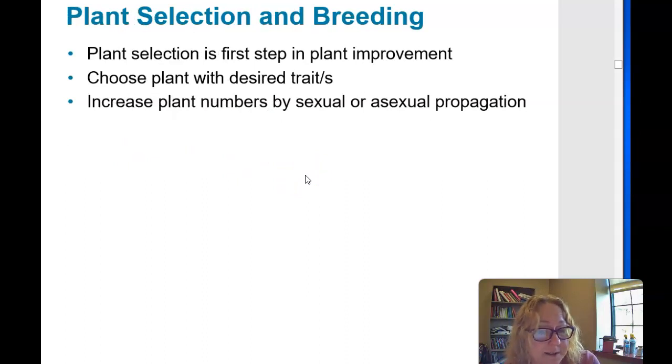Plant selection and breeding. Plant selection is the first step in plant improvement. So you notice the plant is hardier. You notice the plant stays longer into the winter, develops earlier, has a cool color. Just pick your interesting plant characteristic. Follows the sun better, has bigger seeds, all those things. You choose this plant with a desired trait, and you increase this plant number either by asexual propagation, or by sexual. You can breed it back into a plant that's already working. Okay, next we will talk about breeding.